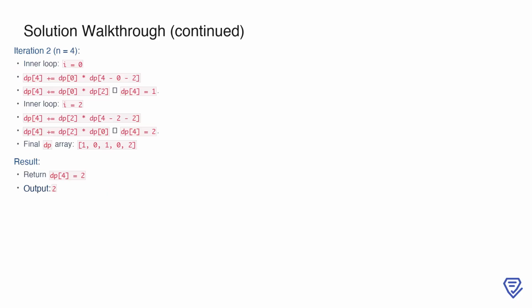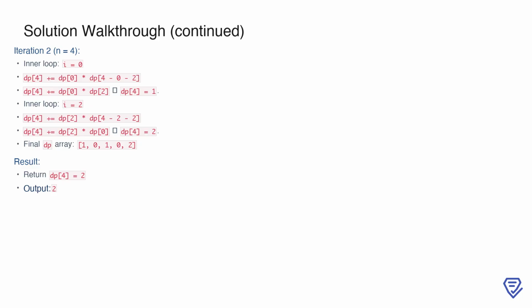Now, we proceed with the iteration for n equals 4. The inner loop first sets i equals 0, and applying the formula, we compute dp 4 plus equals dp 0 asterisk dp 2. Since dp 2 equals 1, this results in dp 4 equals 1. Next, the inner loop continues with i equals 2. Here, we calculate dp 4 plus equals dp 2 asterisk dp 0, which adds another 1 to dp 4, making it 2. At the end of this iteration, the DP array becomes 1, 0, 1, 0, 2. The result for this case is dp 4 equals 2, meaning there are 2 distinct ways to organize non-crossing handshakes among 4 people.